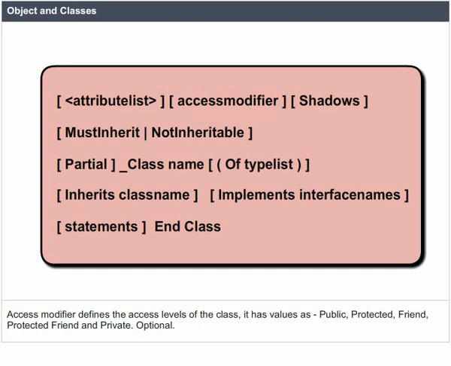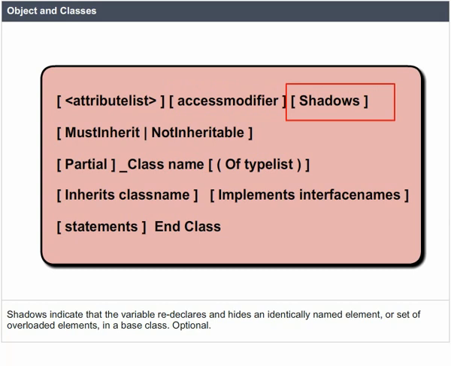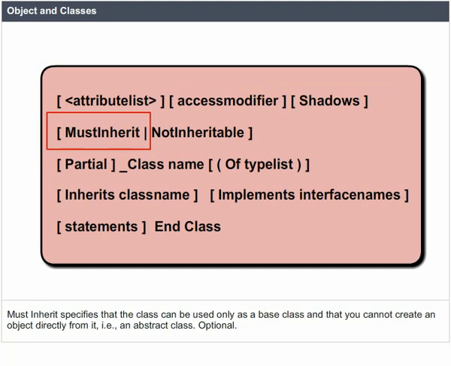Optional. Shadows indicates that the variable redeclares and hides an identically named element or set of overloaded elements in a base class. Optional. MustInherit specifies that the class can be used only as a base class and that you cannot create an object directly from it. That is an abstract class.